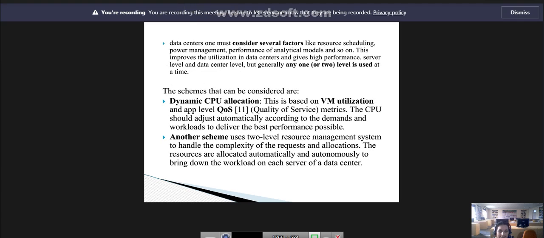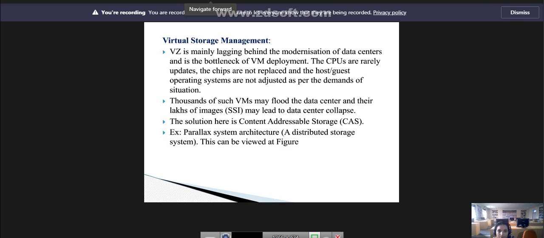So, data centers must consider several factors like resource scheduling, power management, performance analytical models, and so on to improve the utilization of data centers. We have now explained these schemes about dynamic CPU allocation and virtual machine utilization. Next, coming to virtual storage management.